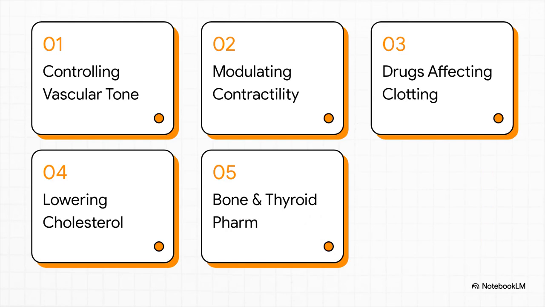We'll kick things off with the blood vessels themselves and the drugs that control their tone. Then we'll zoom in on the heart's pumping action and contractility. After that, we'll explore the world of agents that manage blood clots and lipids, and we'll wrap up with a crucial look at some key drugs in bone and thyroid health.